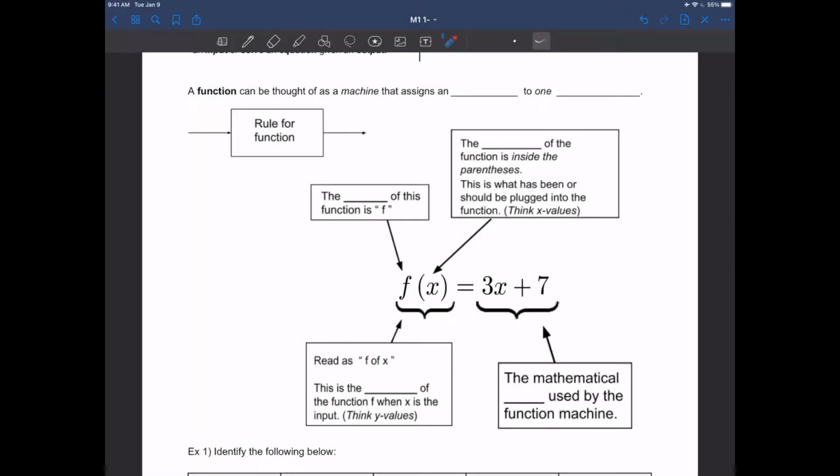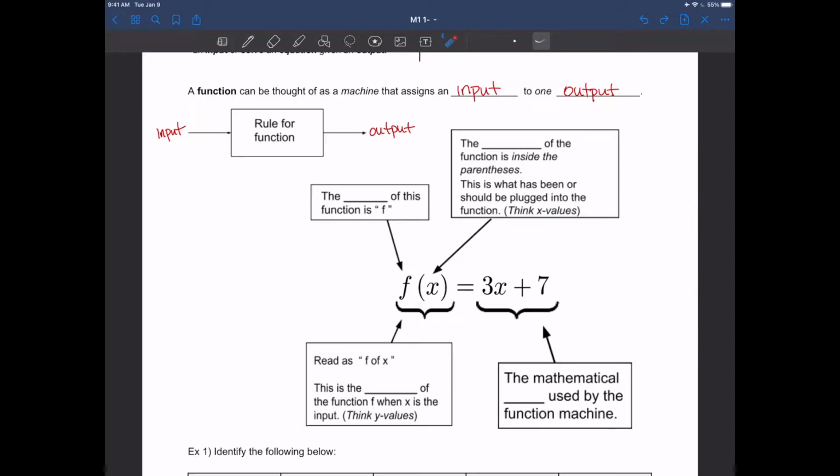All right, so remember the definition of a function is that every input has only one output. So a function can be thought of as a machine that assigns an input to one output. If I called that the machine, it does some kind of rule, right? I put an input into the rule, it does its thing, and then out comes the output.